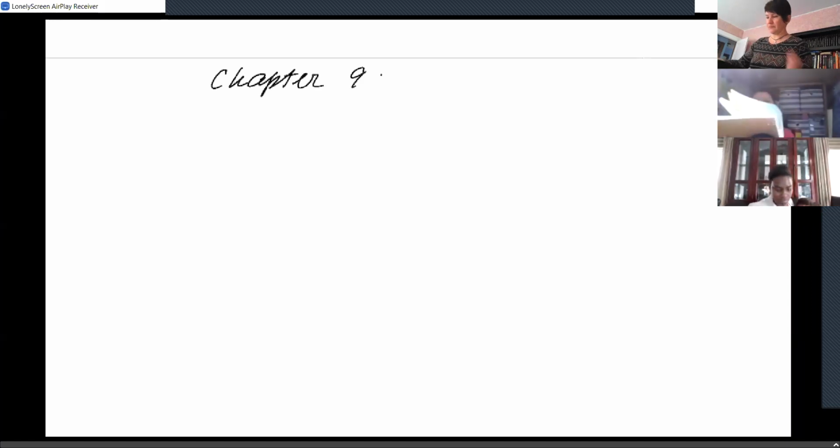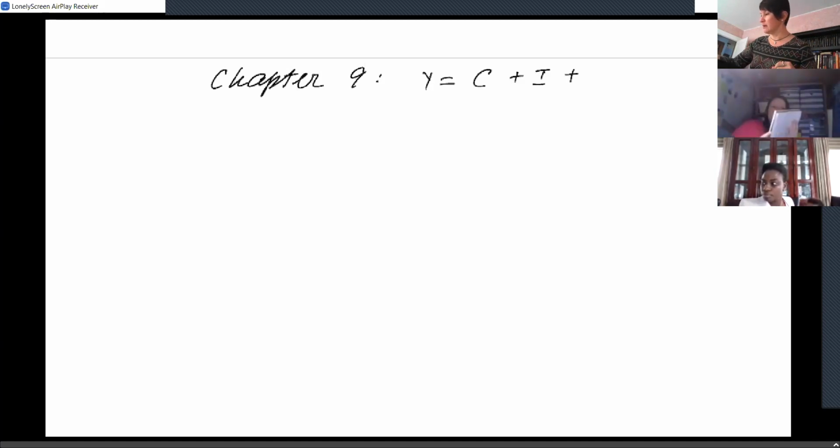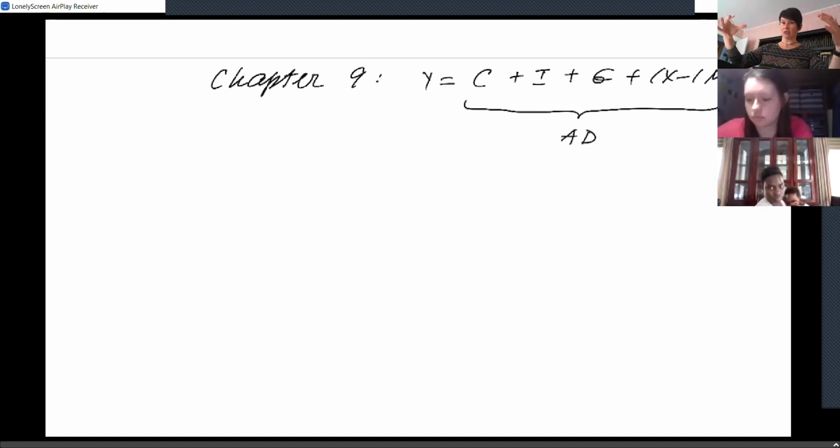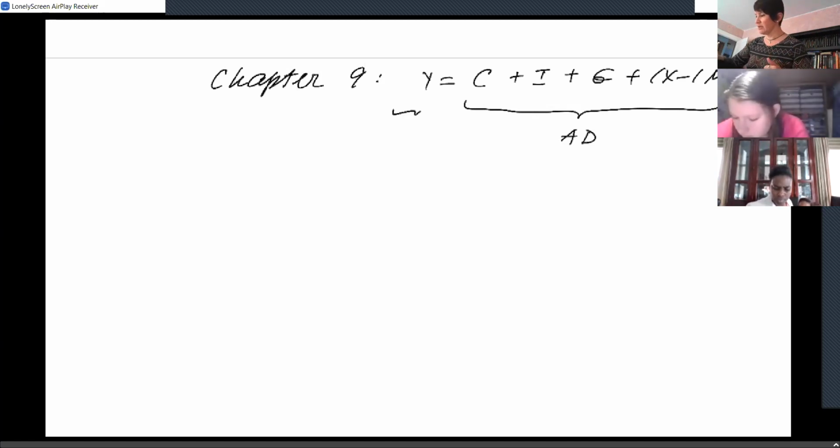So, chapter 9. In chapter 8, we looked at all the different groups of consumers and the amount of money they're willing to spend. We had C plus I plus G plus net exports, okay? The right-hand side represents the total demand shown or exercised by the entire economy. The left-hand side is the total supply.